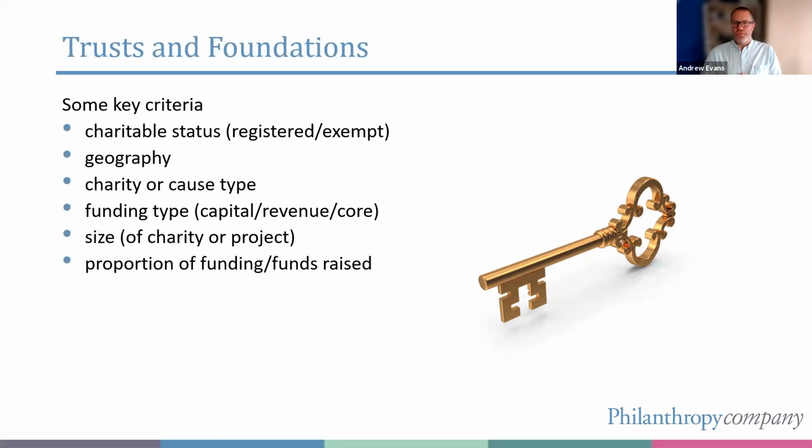When you've found a trust that you think you might want to apply to, 6 things you should check. Will they fund your charitable status? So almost all trusts will fund registered charities. Most will fund exempt charities, which is what quite a lot of Anglican churches are, but you need to check. Do they fund in your geographical area? Again, lots of trusts have geographical restrictions. Will they fund your charity or cause type? So there are some trusts and foundations, we said this last time, that just don't fund churches. There are many others that will fund churches, but not their religious activities.